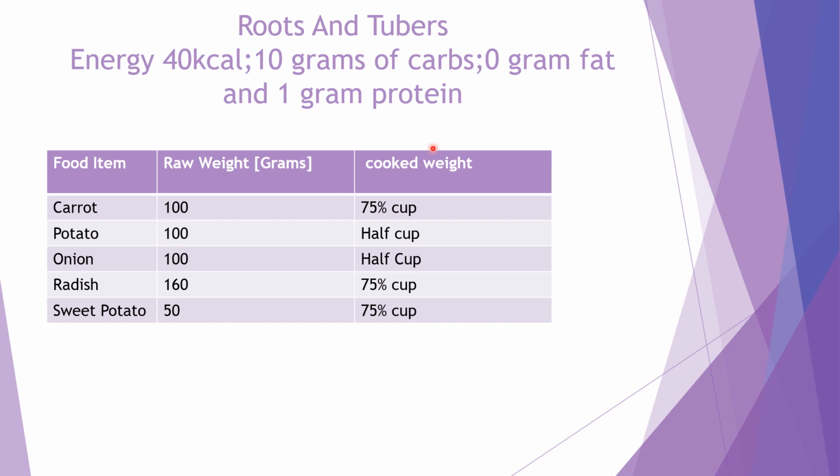And roots and tuber exchange, in the vegetable exchange category: carrot, potato, onion, radish, sweet potato. So usually fruits and vegetables provide less kilocalories per portion. So 100 grams of carrots provide 40 kilocalories, 10 grams of carbs, 0 grams of fat and 1 gram of protein. So this is a cooked weight.